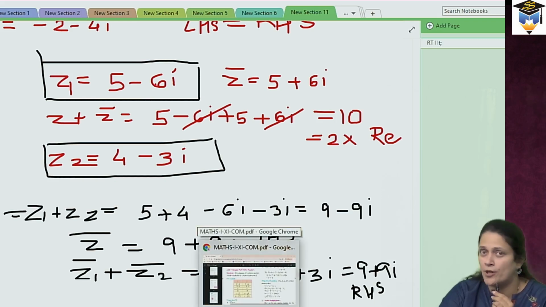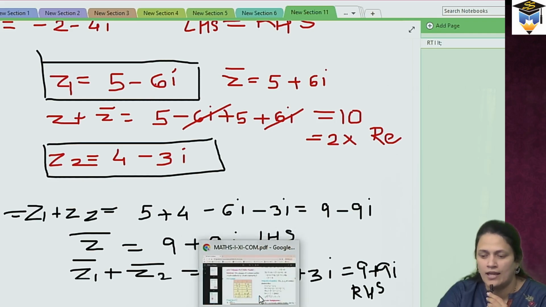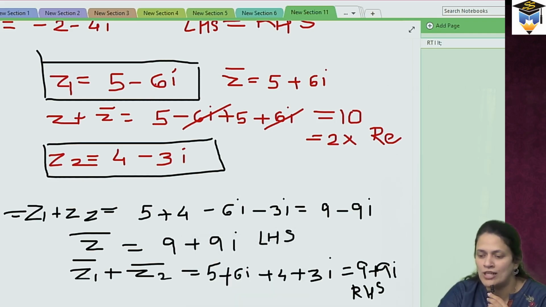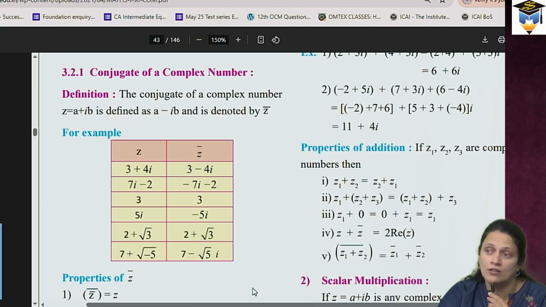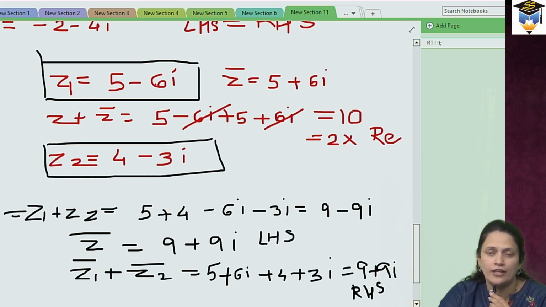Understood? These properties are very important. I am taking so much time in explaining them because I want you to learn these properties. These properties are very, very important.